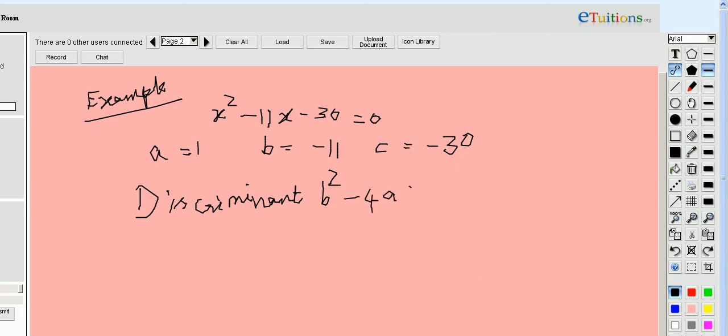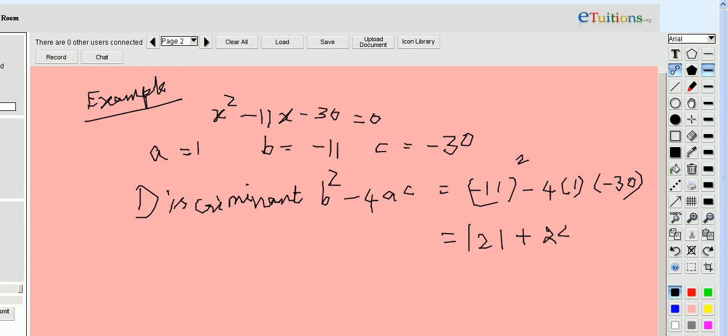b squared minus 4ac, which is equal to negative 11 the whole squared minus 4 times 1 times negative 30, and that gives you the answer 121 plus 120, so it is 241.